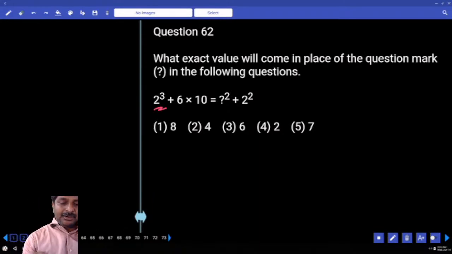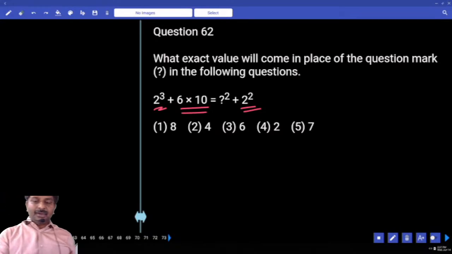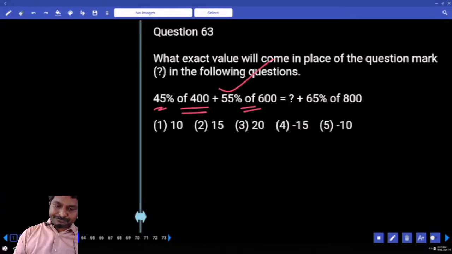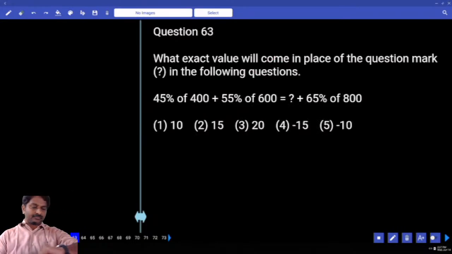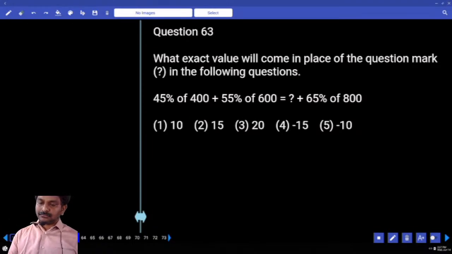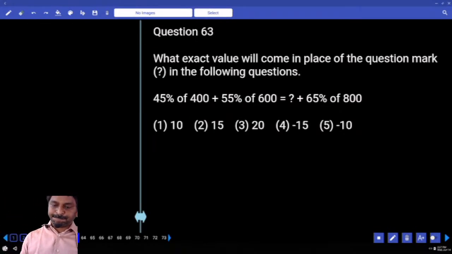Right. 2 cube, 6 tens, total, left hand side. Right hand side, 4 we have. Take that to the left hand side, 64. Which square is that? What to do here? X value.